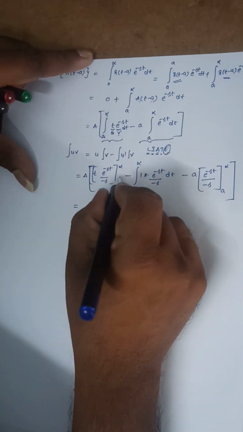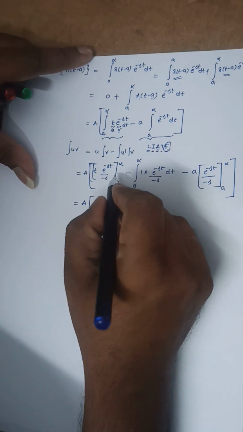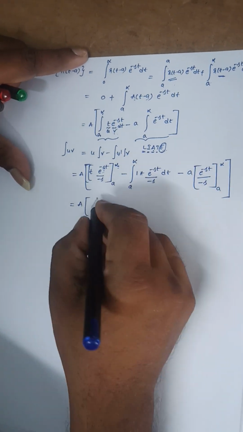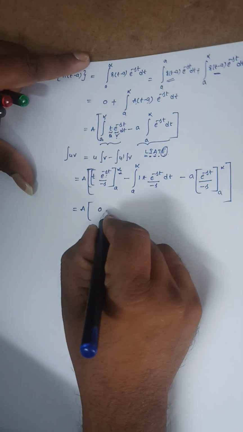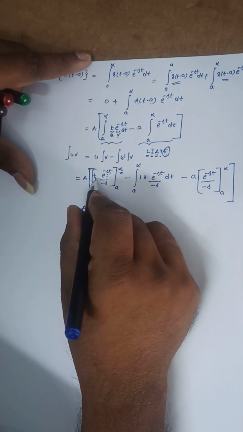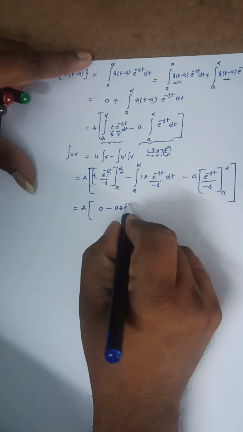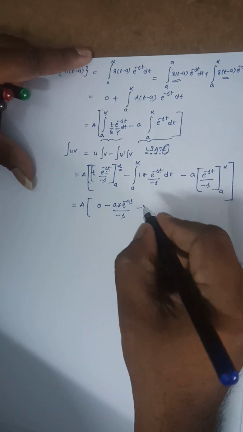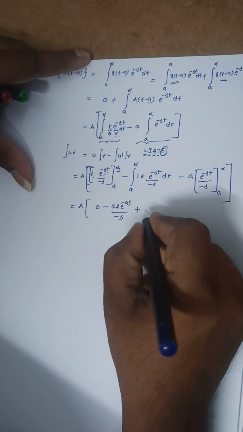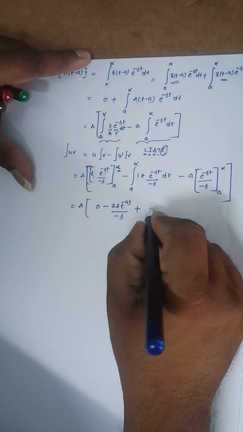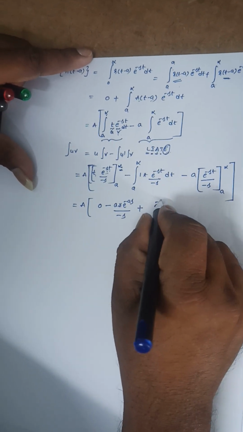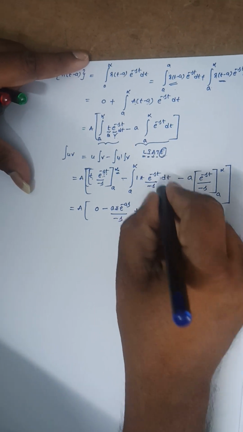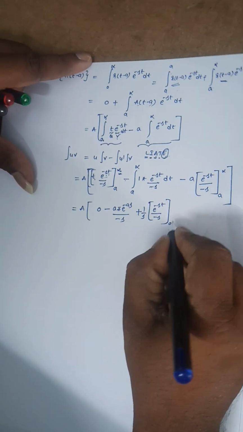Now I substitute these limits here, a into e power minus infinity. The value of e power minus infinity is 0, so if I substitute the upper limit, it will become 0. Minus, if I substitute a in place of t, it is a into e power minus as divided by minus s. Now minus and minus is plus. If I integrate e power minus st, it will be 1 by s, e power minus st divided by minus s, and the limits here are a to infinity.